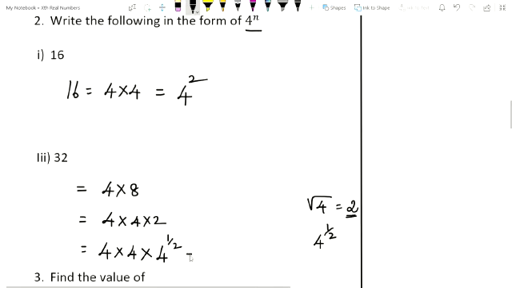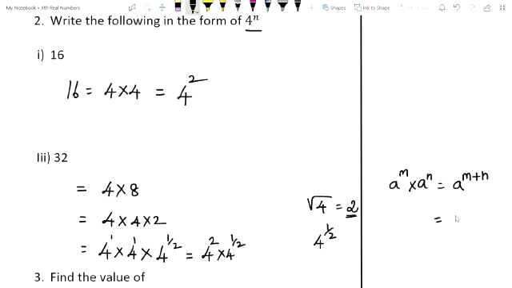Now write this. Here 4 into 4. Here power is 1, here also power is 1. So you know very well a power m into a power n equals a power m plus n. So here 4 power 1 into 4 power 1, what you will write? 4 power 2 into 4 power 1 by 2. Now it is in the form of a power m into a power n. Again you apply this. Here the power will be 2 plus 1 by 2.